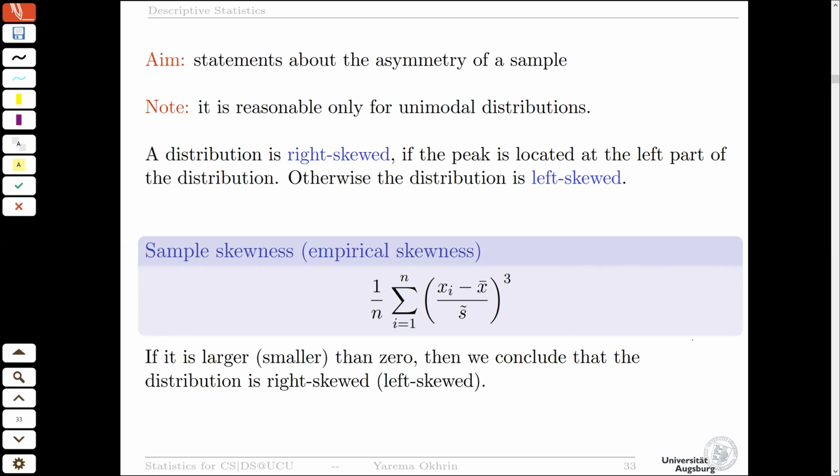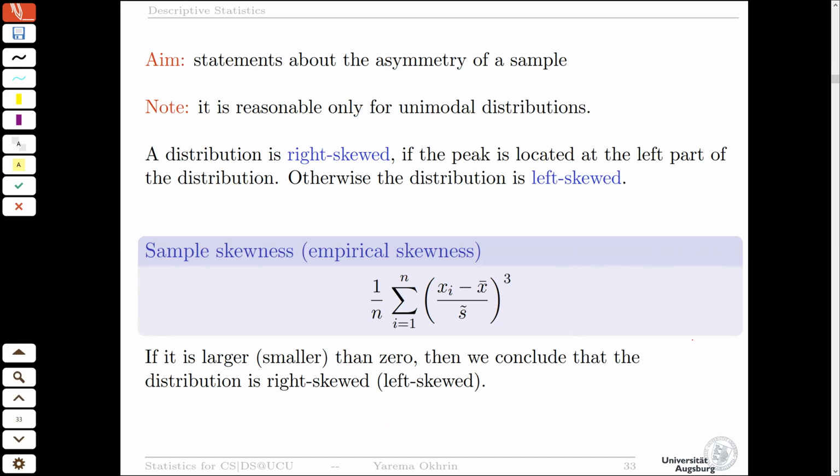So in the variance, we have xi minus mean squared. Here we don't take the square, but we take it to the power 3. So again, this looks exactly like our sample variance, but we take it to the power 3. Why do we take it to the power 3?